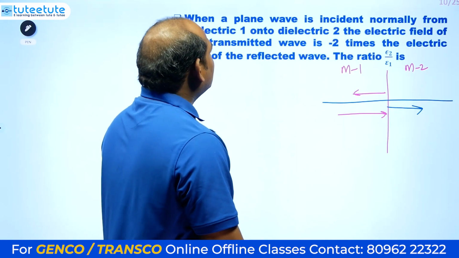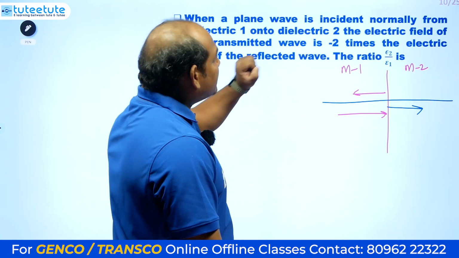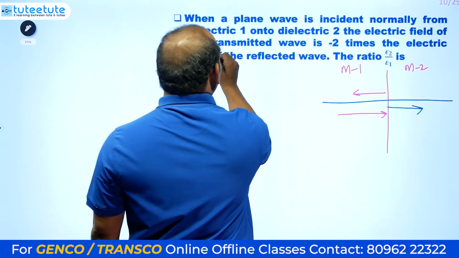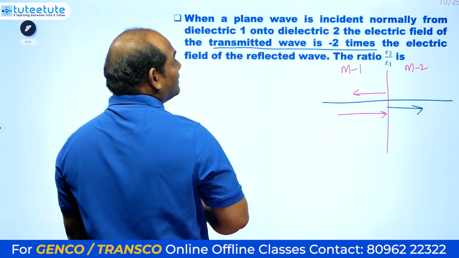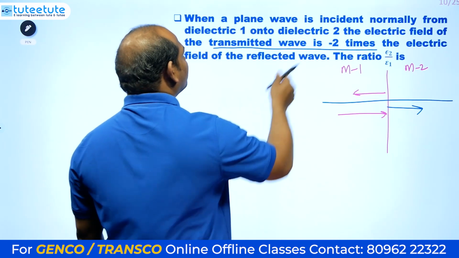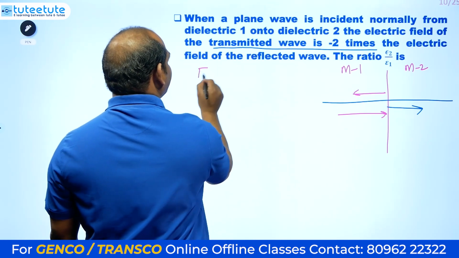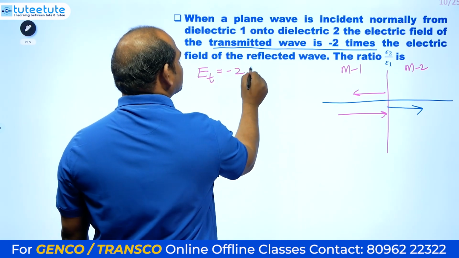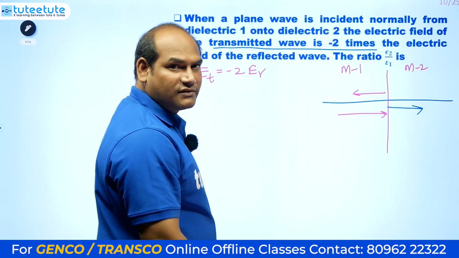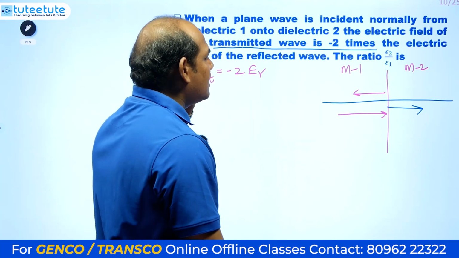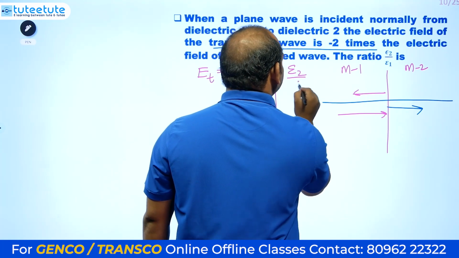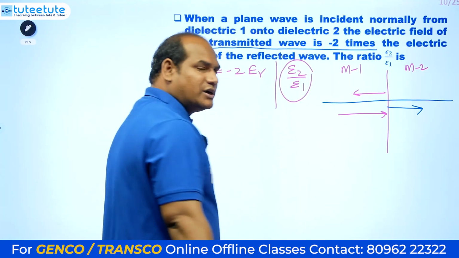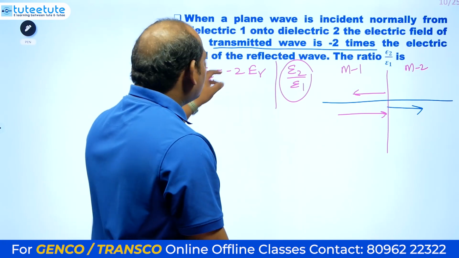And they have given a condition on the transmitted wave. The electric field of the transmitted wave, that means ET, is -2 times the electric field of the reflected wave. This is the given condition. Then they are asking us to get epsilon 2 by epsilon 1. This is the ratio we need to calculate using this particular condition.